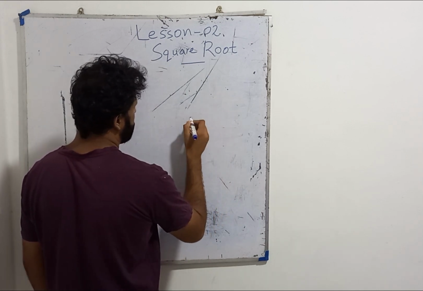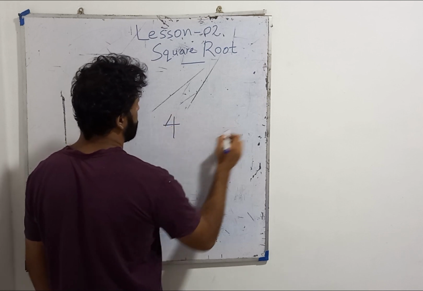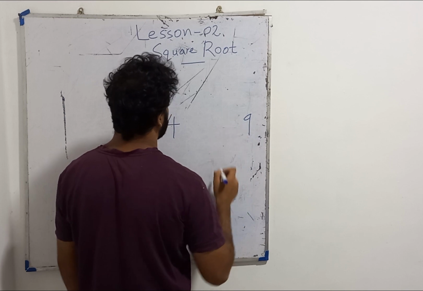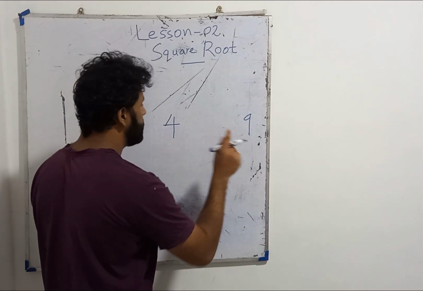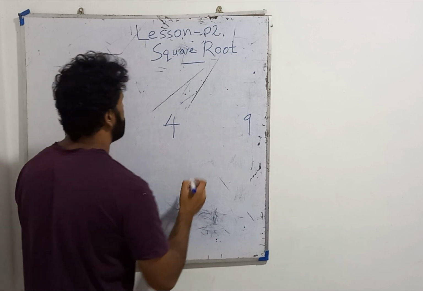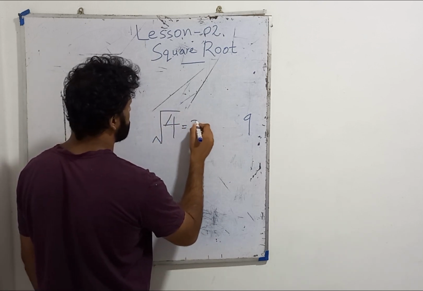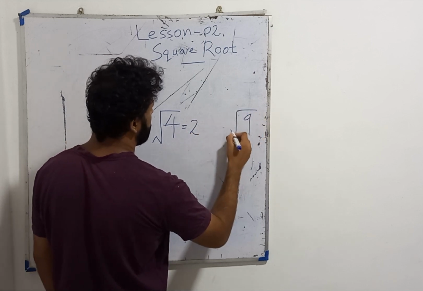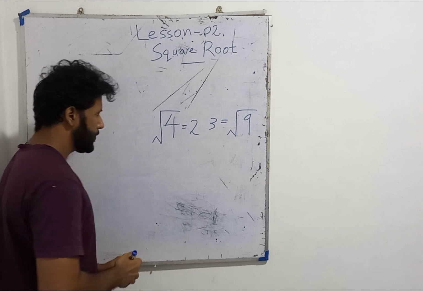Let's take 4, and then next take 9. These two numbers are perfect squares. Square root of 4 is equal to 2. Square root of 9 is equal to 3, right?